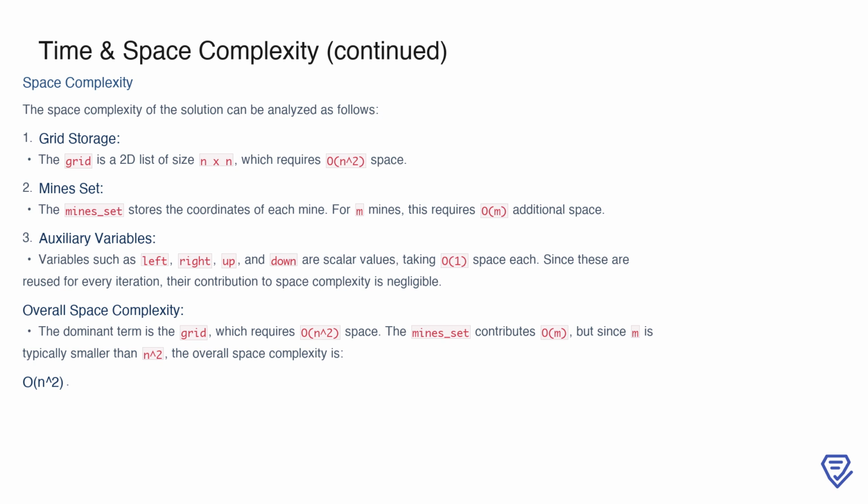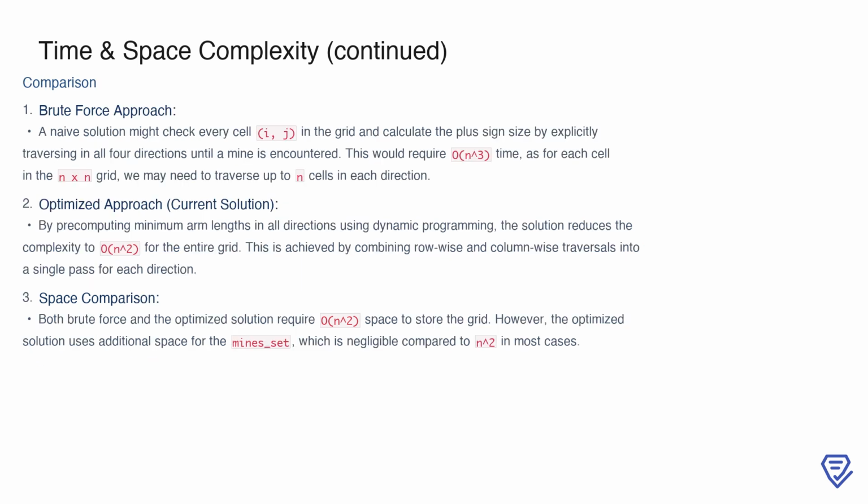Since these are scalar values and reused during iteration, their contribution to space complexity is negligible. Considering the dominant terms, the grid storage dictates the overall space complexity as n squared. While the mines set adds m, it is typically much smaller than n squared, so the final space complexity remains n squared. Let's compare the brute force approach to the optimized solution.